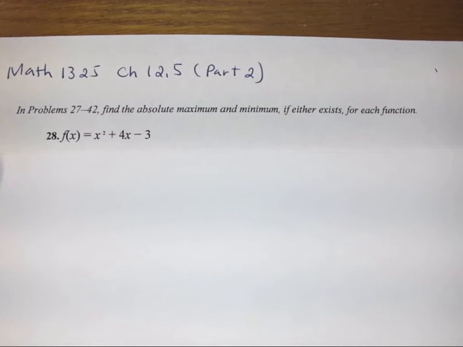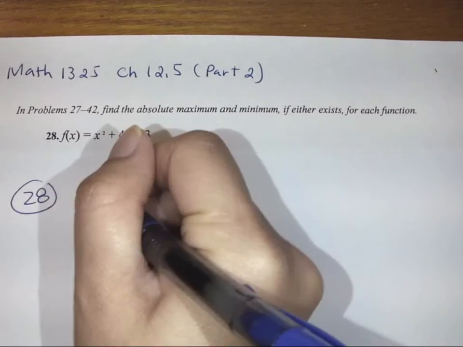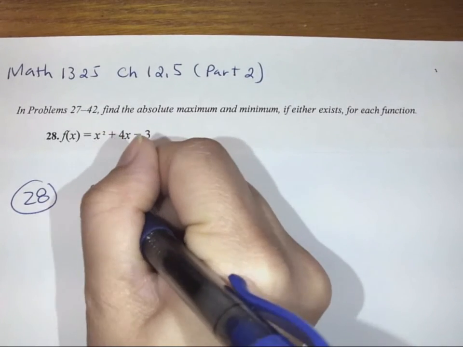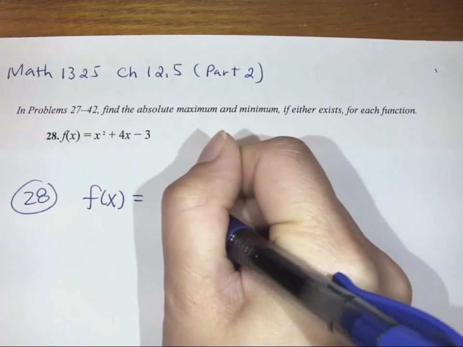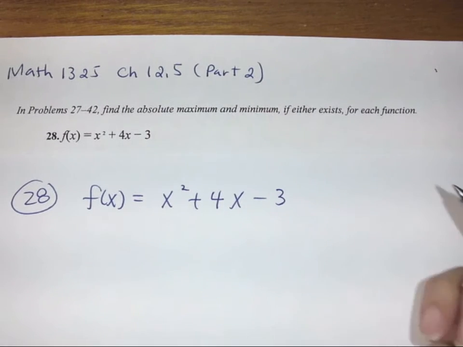They are similar to your homework questions, so hopefully that will help you. We're going to need to find the absolute maximum and minimum, if either exists, for each function. Okay, so let's look at number 28 here. We have a function equal to x squared plus 4x minus 3. And because we're doing the second derivative test, you're going to need to find both the first and second derivative, right?